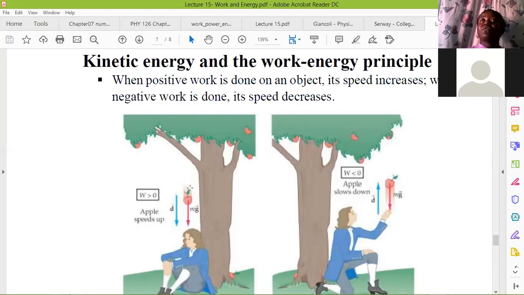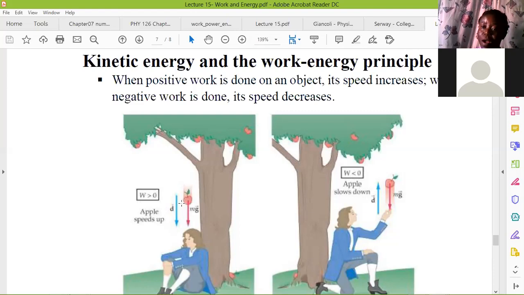As this apple is falling down due to the gravitational acceleration, it's causing a displacement. Since the force, or the weight, is parallel to the displacement, in the same direction, then we have a positive force.